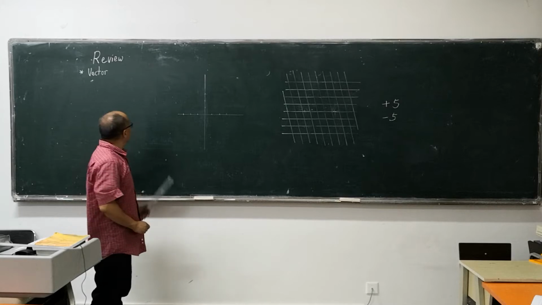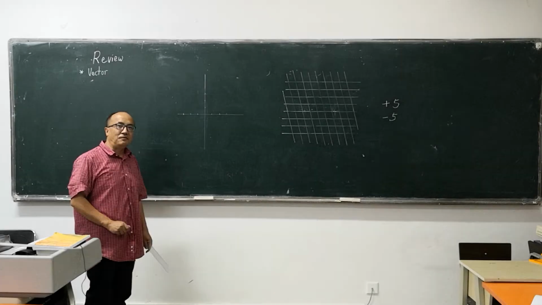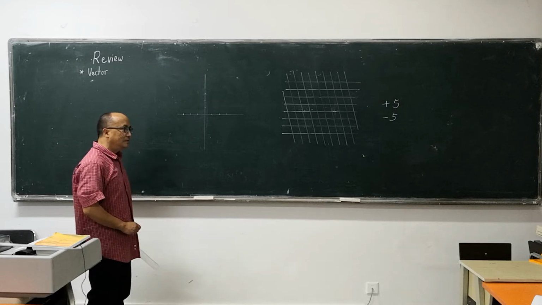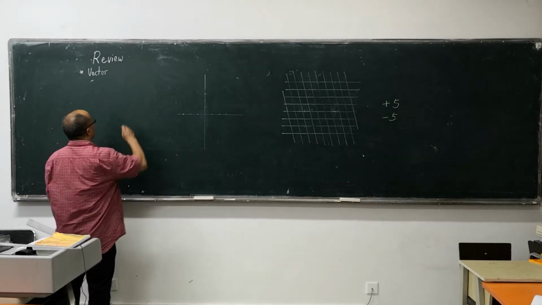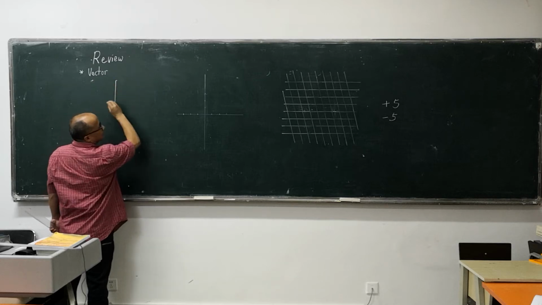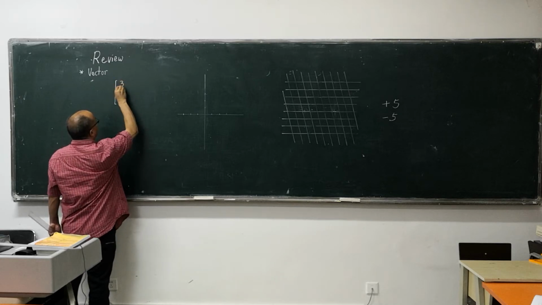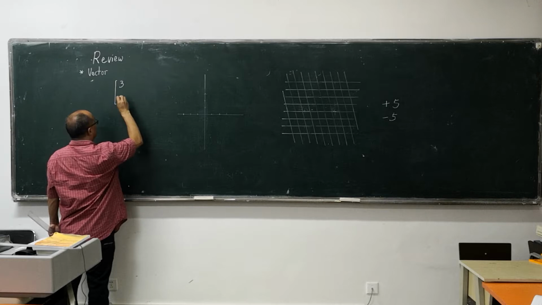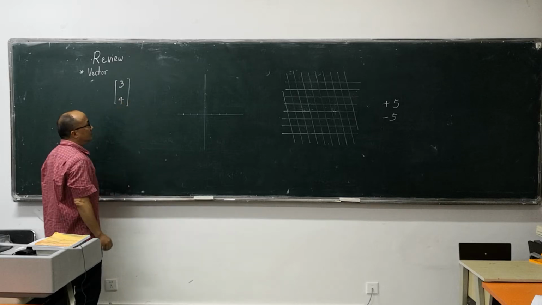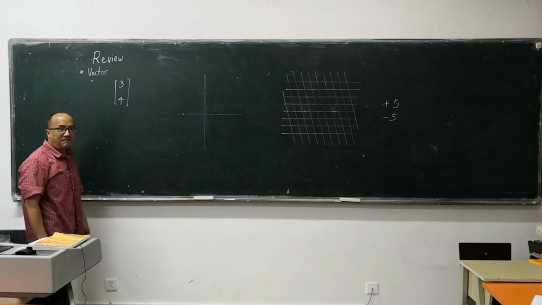You can treat it as an advanced number. For example, let's say 3, 4. This is a vector.